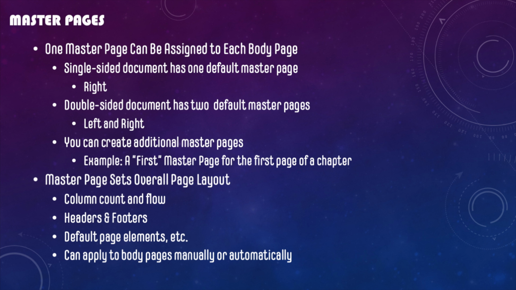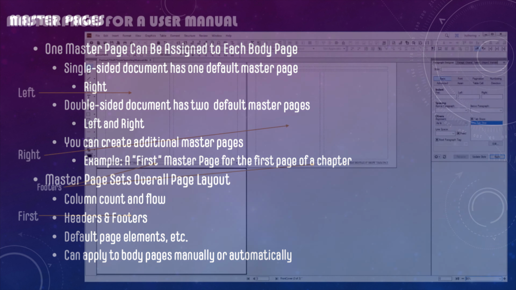In that case, you could call that master page first, and it would be assigned to the first page of each chapter. Now, the master pages set the overall page layout. This includes the column count and the flow of each column within the document, the placement and size of headers and footers, default page elements, etc. You can apply master pages to body pages automatically or manually.